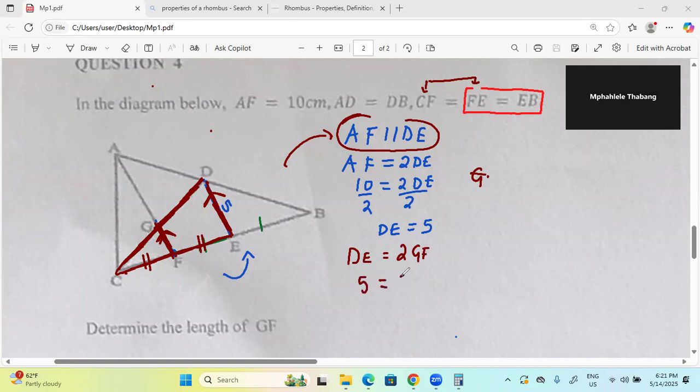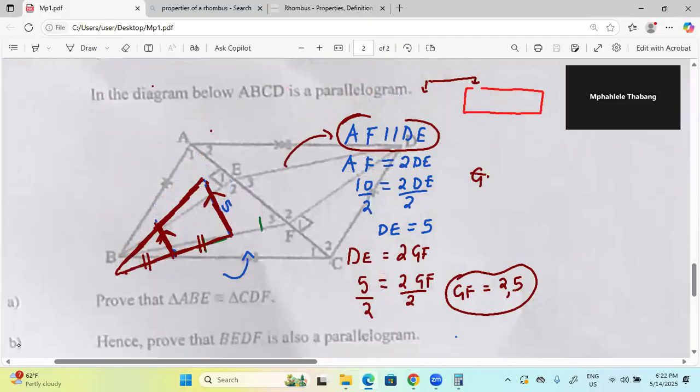5 equals 2GF. Then we divide both sides by 2. Therefore, GF equals 5 over 2. I believe it's 2.5. Yes, I think I rushed this problem through, but please go and check some midpoint theorem and try to understand what I've just done here.